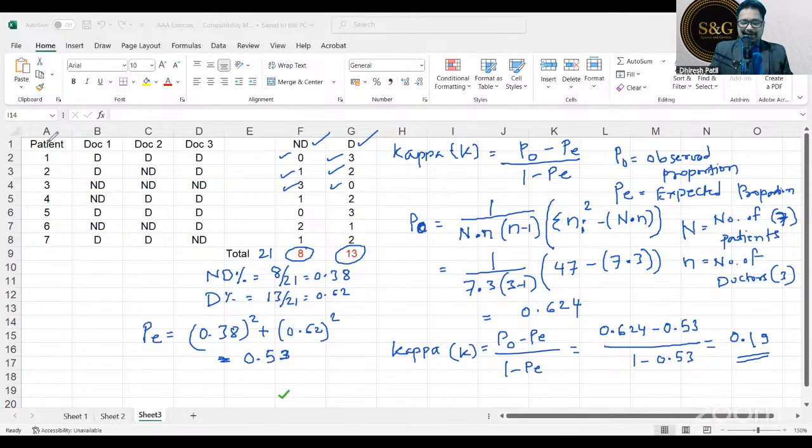Ni square. Ni square is what? Summation of Ni. Ni are these numbers, okay? For example, this is the, just focus on this.